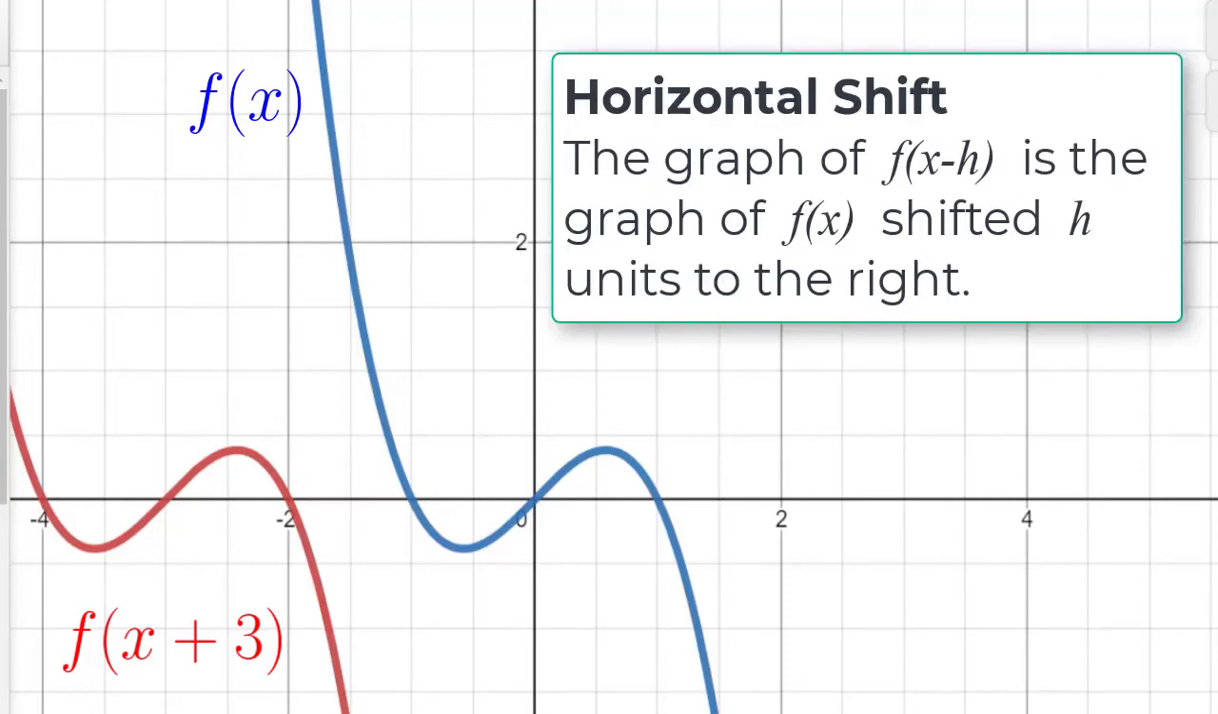So the rule is the horizontal shift of a function is obtained by evaluating the function at x minus h. That will shift the graph h units to the right. If h is negative, it will result in the graph actually shifting to the left.